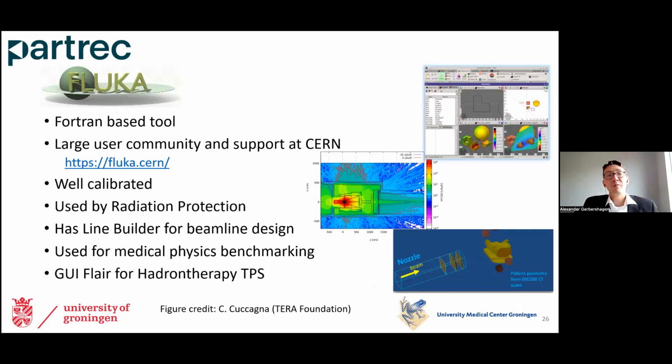Then for the simulation of beam-matter interaction, I mentioned FLUKA before. So this is a Fortran-based tool, and it has a large support community at CERN. There is also a FLUKA School, so you can just use this link. It's very well calibrated. It's used by radiation protection worldwide, and there is also Flair, a basically user interface, which is very convenient. And this can be used for hadron therapy, but it's not very frequently used for treatment planning systems.